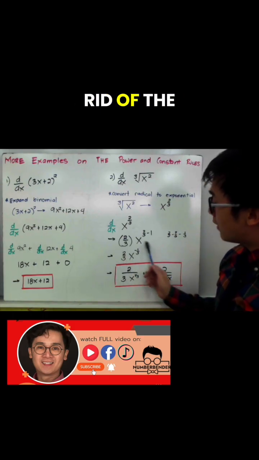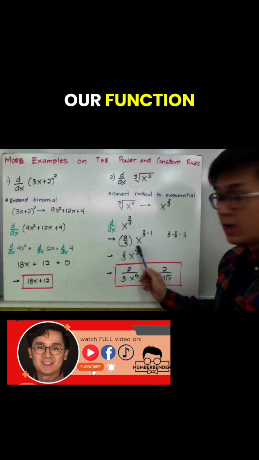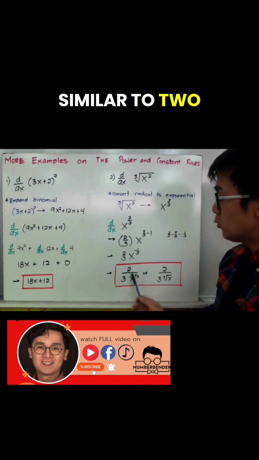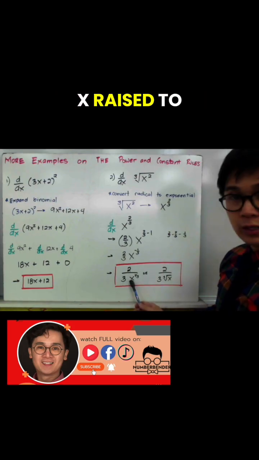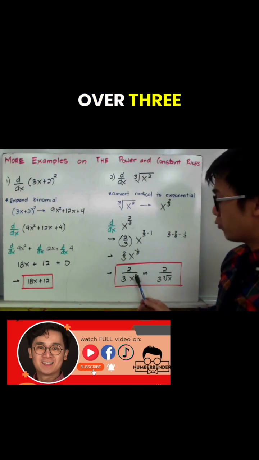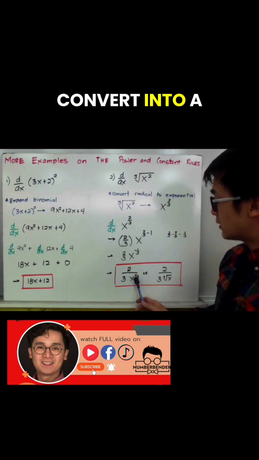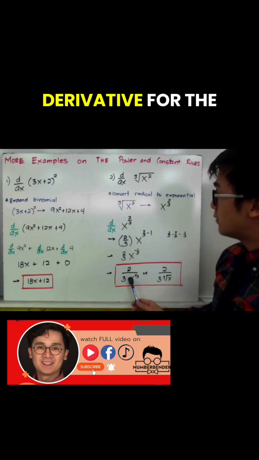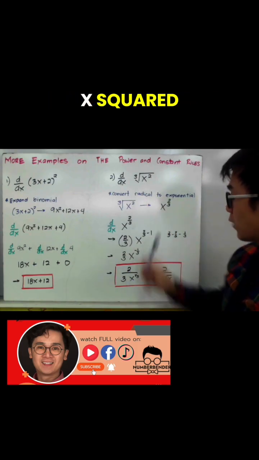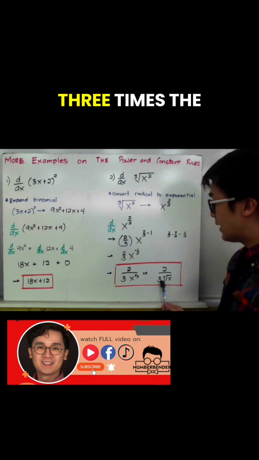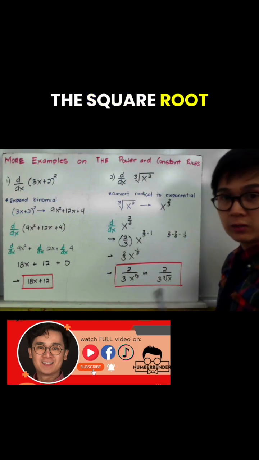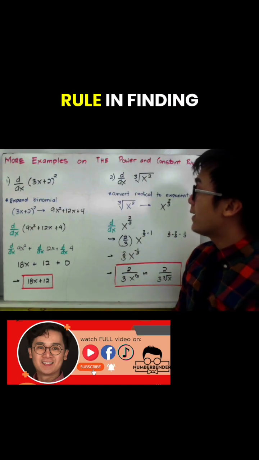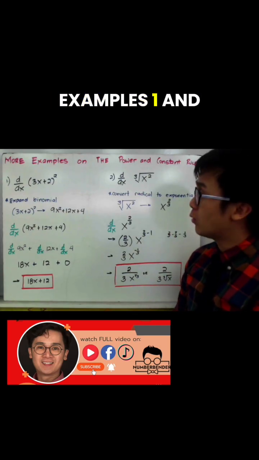Now to get rid of the negative exponent in our function, we can simply convert it into a fraction, similar to 2 all over 3 times x raised to the positive 1/3, which we can convert into a radical function. So our simplest form for our derivative for the third root of x squared is 2 all over 3 times the third root of x. And that is how we use the power rule and the constant rule in finding the derivative of examples 1 and 2.